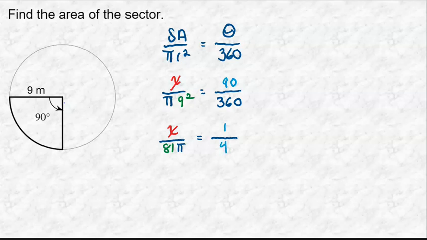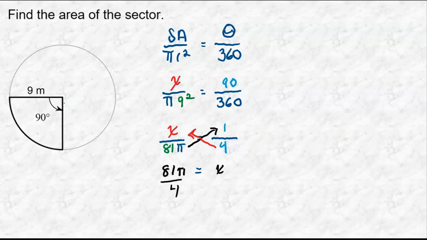Now I'm going to start cross multiplication, and 81 pi times 1 is 81 pi. Then 4 times x is 4x. And now I'm going to divide out that 4. And I have 81 pi over 4. Making my final answer 81 pi over 4, because that will not reduce.